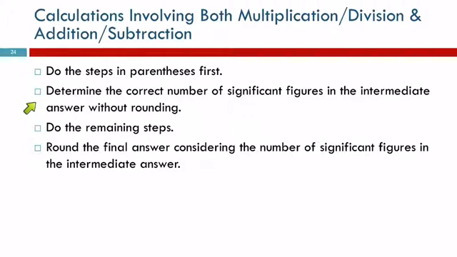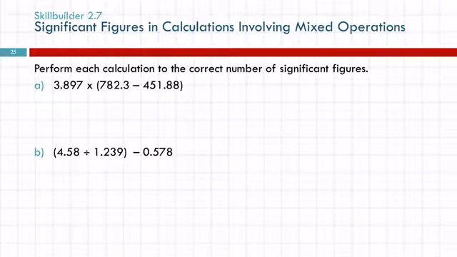Determine the correct number of sig figs in the intermediate answer, but do so without rounding. We don't want to round until we get to the very end. Do the remaining steps, and then we're going to round the final answer, and we have to consider any intermediate answers. That probably doesn't make much sense, but hopefully it'll become clear when we do a couple of examples.